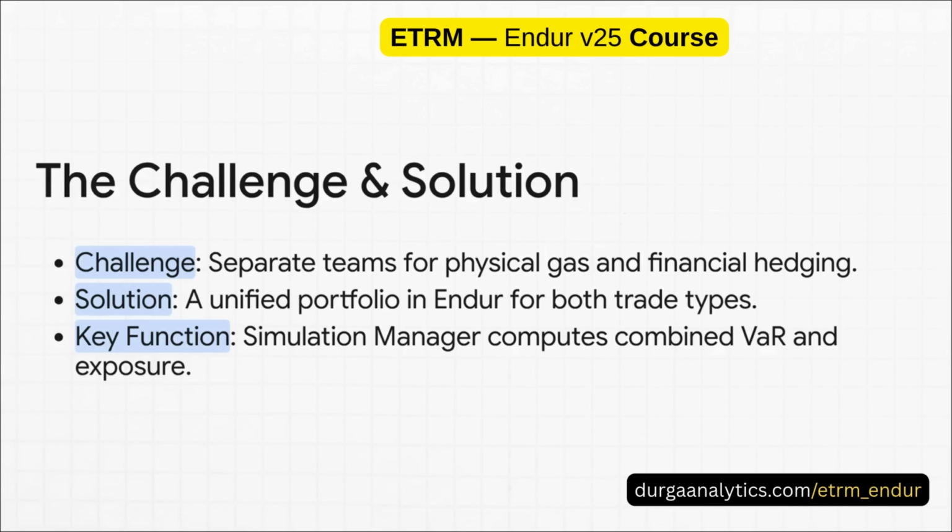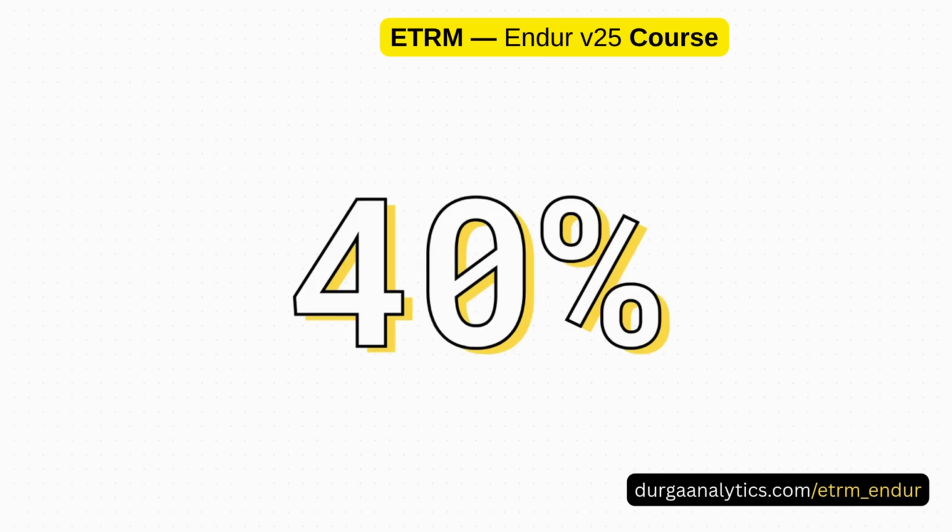The solution? Bring both trade types into one single, unified portfolio inside Endur. And for the first time, they could finally get a true, holistic picture of their risk. And the result? I mean, this wasn't just some minor improvement. It was a huge operational win. They saw a staggering 40% reduction in the manual effort they were spending just to reconcile their physical and financial books. Just stop and think about the hours, the headcount, the reduction in errors. That is a direct, tangible, bottom-line impact.